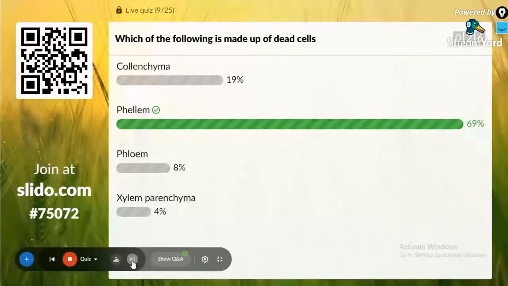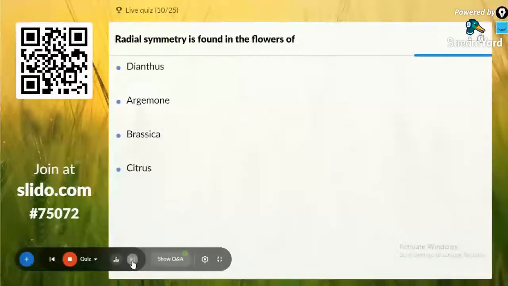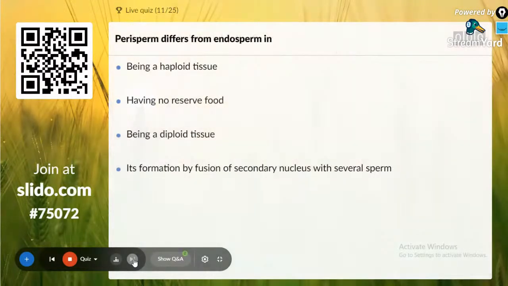Tenth question on the screen. Radial symmetry is found in the flowers of dianthus, argemone, brassica, citrus. This is a direct MCQ from the chapter Morphology of Flowering Plants. Persons on the live stream, comment me the answer on the chat box. Don't take too much time for the answers, because all these are simple questions. The answer is brassica. Brassica shows radial symmetry. Okay, Nila, it is not argemone. The answer is brassica.